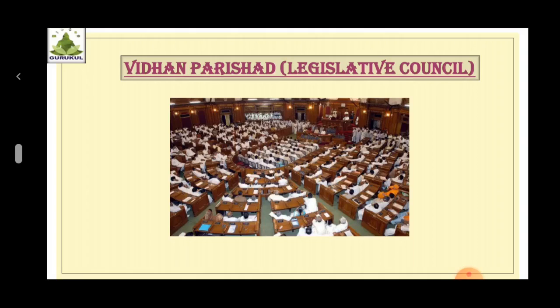The Vidhan Parishad is never fully dissolved. A specific number of members retire every 2 years, and these vacant seats are filled again by conducting fresh elections for those seats. The proceedings of the Vidhan Parishad are conducted under the control and guidance of the chairman. But in the absence of the chairman, the deputy chairman takes over the responsibility.